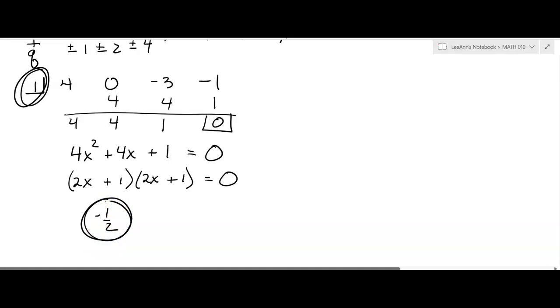Okay, so I only get 2 zeros here. I get 1, and I get negative 1/2. And I don't care what order you put them in, but this has a multiplicity of 2.